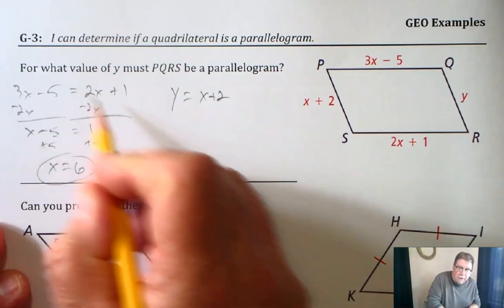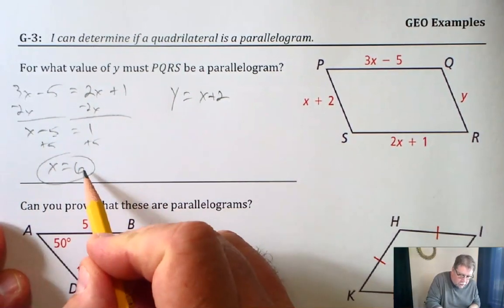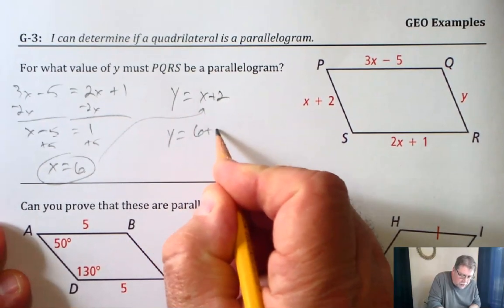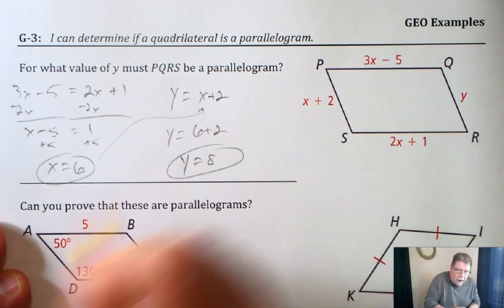Well, that's why I needed to do this in order to answer that question, because I needed to know what x was. X is 6. That's going to go there. So y is 6 plus 2. So y would have to be 8.